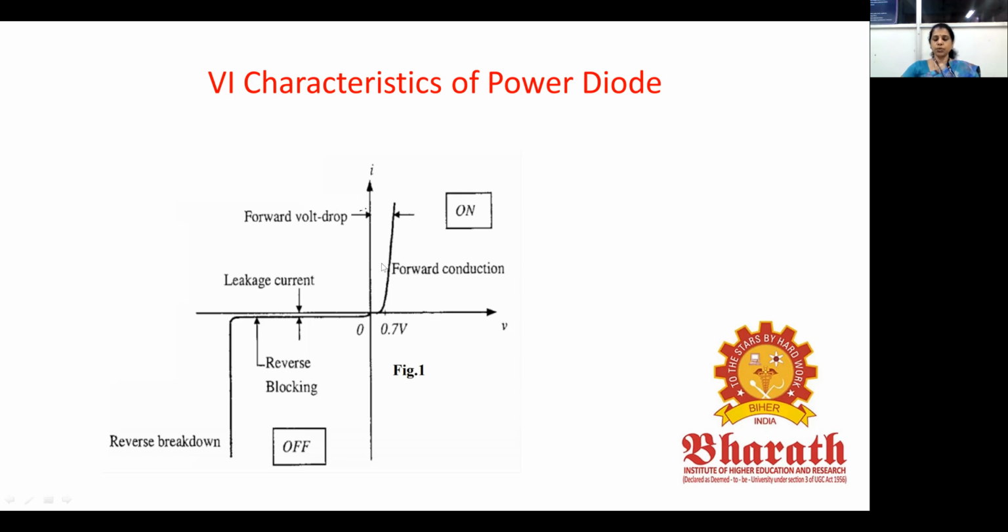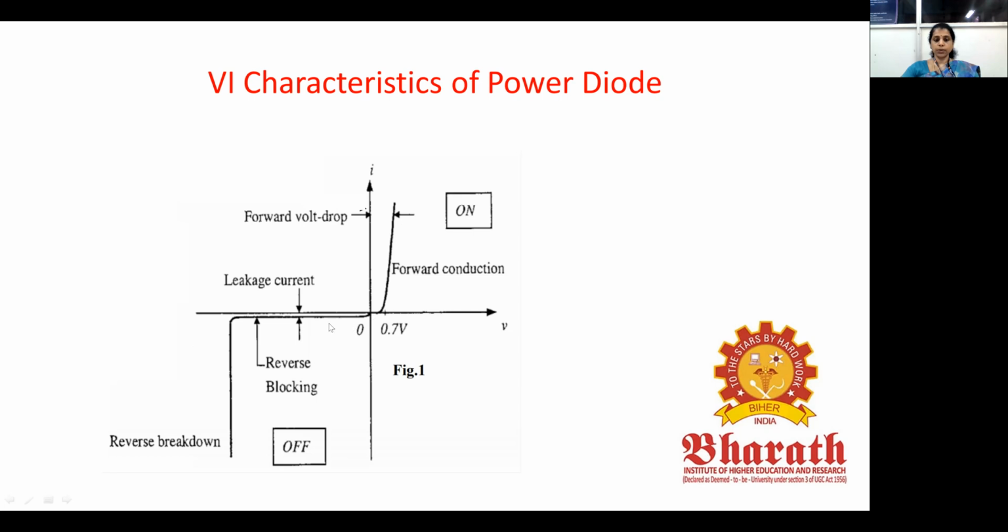And what happens during the negative, reverse biased condition? When the diode is reverse biased, as I said, it is not going to conduct. It is acting like an open switch, but still a very small leakage current flows through it till it reaches the saturation voltage.